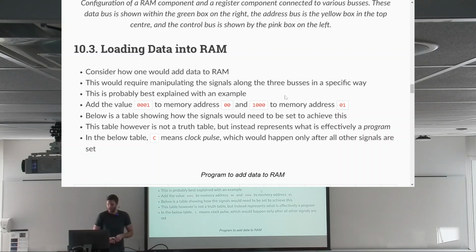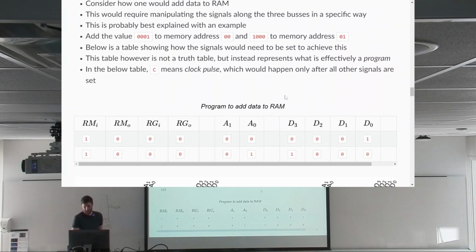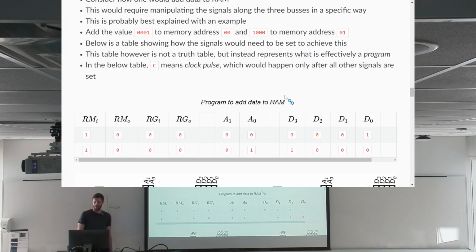In fact, now we'll revisit what I was about to say. Probably the best explanation is with an example. Let's add the value 0001 to memory address 0. And then we're going to put the data 1000 to memory address 1. Okay? Why am I doing address 0 and address 1? Doesn't really matter. Why am I inputting the values 1 and 8? Doesn't really matter. I'm just doing that. So how would I do that?